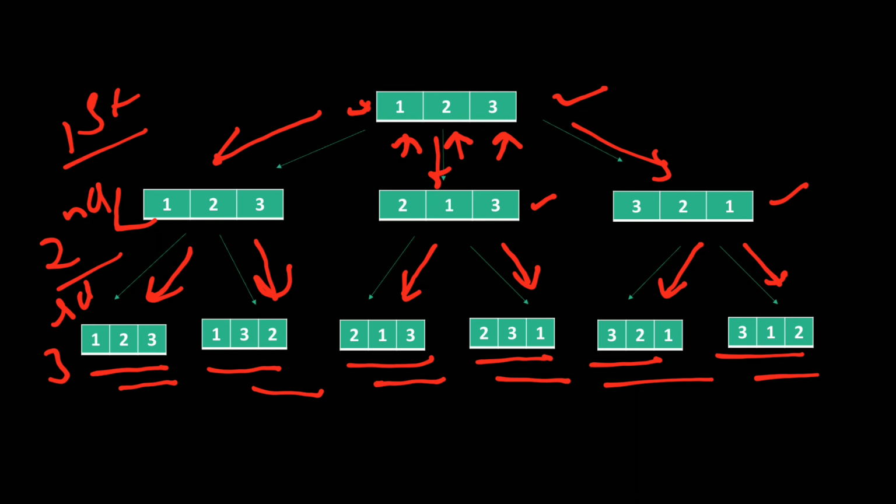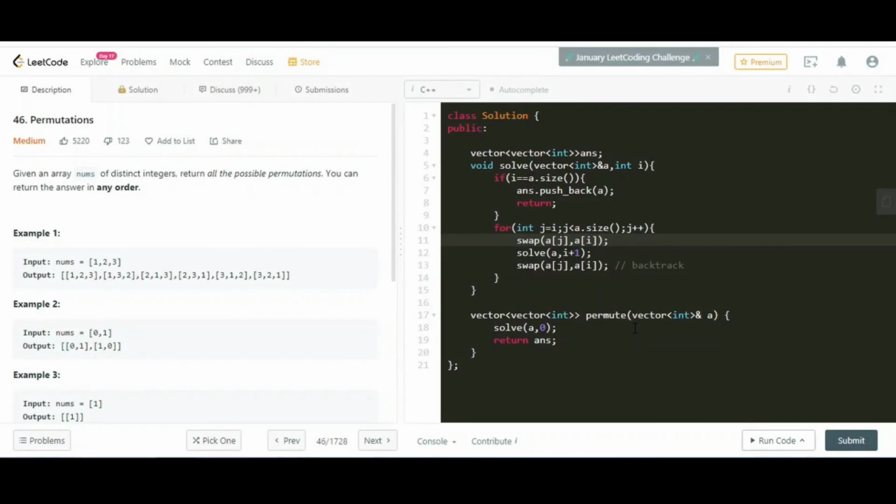It will be more clear in the code. So guys, we have the problem here. Let's understand the code of this problem. What we have done here is we have called a function solve and passed our array inside it, and the starting index we have taken as 0. The i here indicates the index or the position from which we have to make the swaps. Initially we have to make the swap for the 0th position, and then we will make the swaps with all other positions within the array.